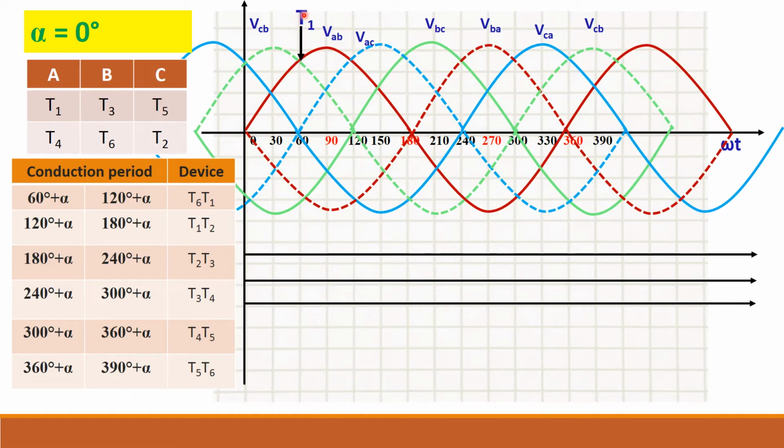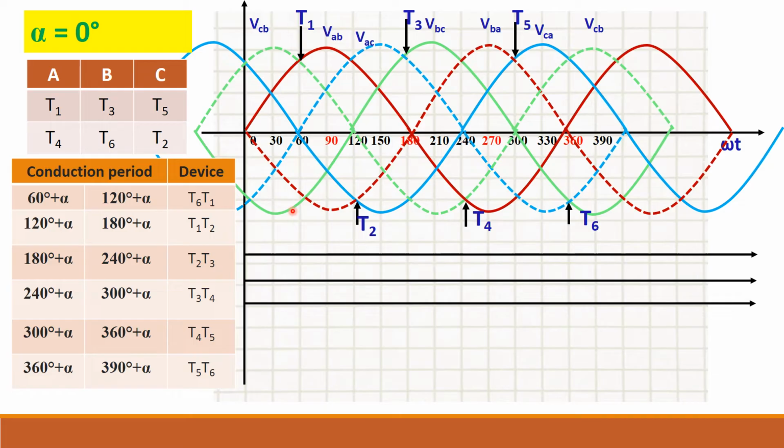So now you have marked the instant for T1. Similarly, mark the instant for T2. So for T2, now you have taken alpha equal to 0, the instant should be 120 degree. For T3, it should be 180 degree, so this point. Like that it will come. The top are upper devices and here are lower devices.